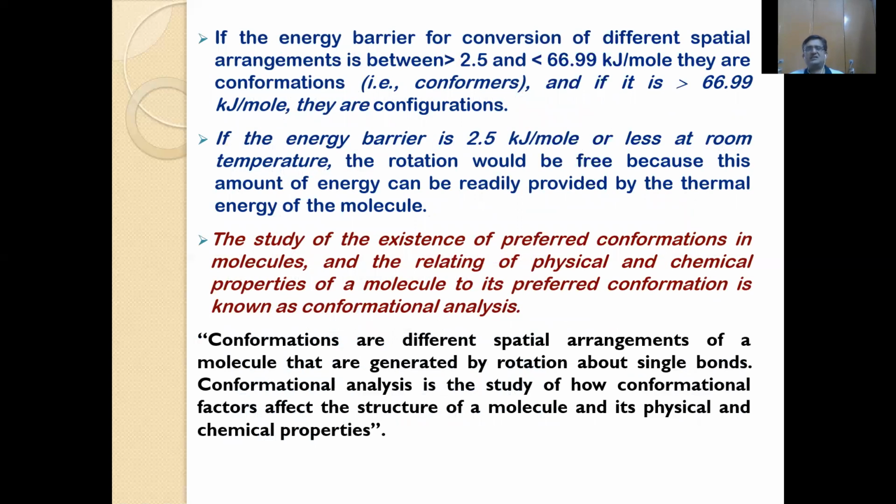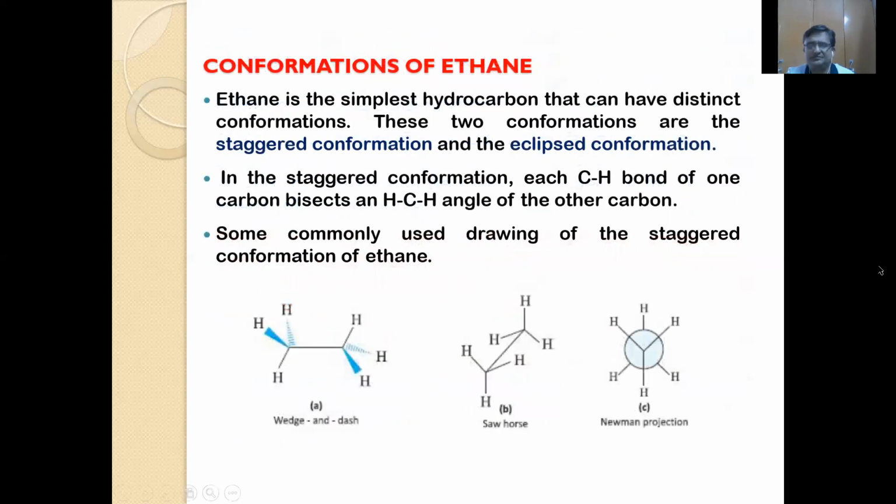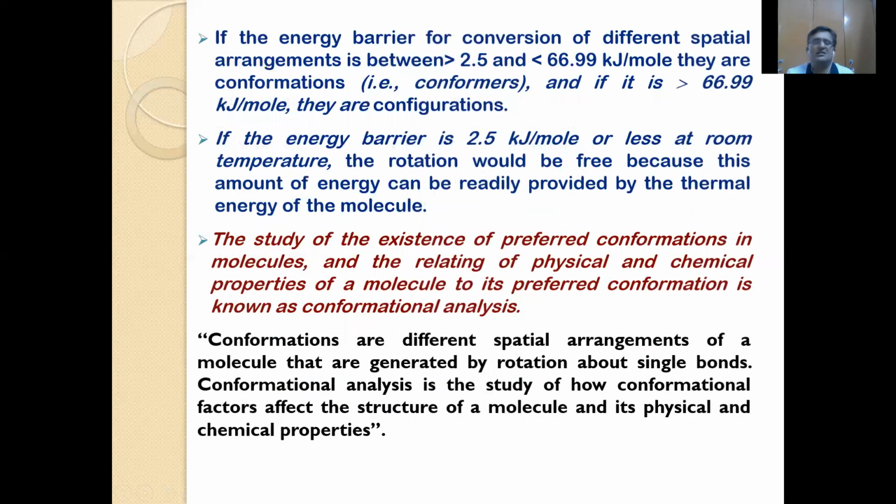The energy barrier for the interconversion of the molecules may range from greater than 2.5 to less than 66.99 kilojoules per mole. So what is the range of this energy? If the energy barrier is greater than 2.5 and less than 66.99, they are going to exist as conformational isomers. You should remember this energy factor is very, very important.